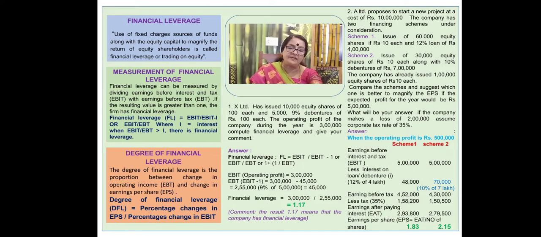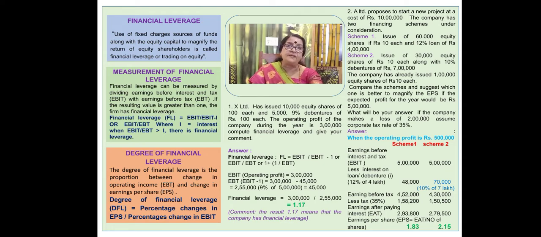From EBIT, interest is deducted. Then we get EBT, from which taxes are deducted, and you get EAT. Then we find out the number of equity shares. The EAT divided by the number of equity shares gives us EPS. At the same time, we also find out the financial leverage. So we have to find out which company has the highest amount. Along with this, the degree of financial leverage also comes.